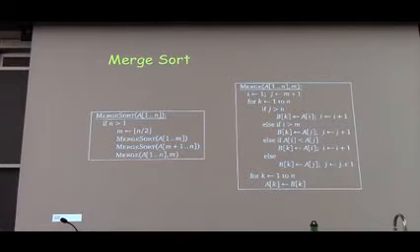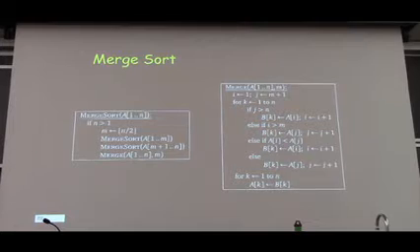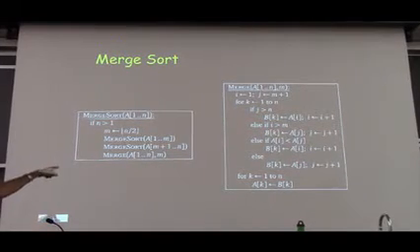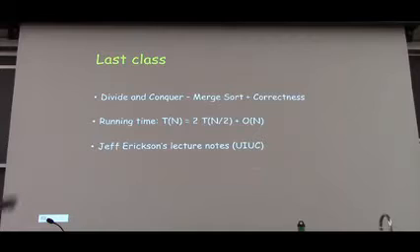You have two recursive calls to merge sort, and those were on arrays of size roughly n over 2. Okay. And we had this merging step which took linear time. Okay. So that was the reasoning why we got this T of n equals 2T of n over 2 plus O of n.